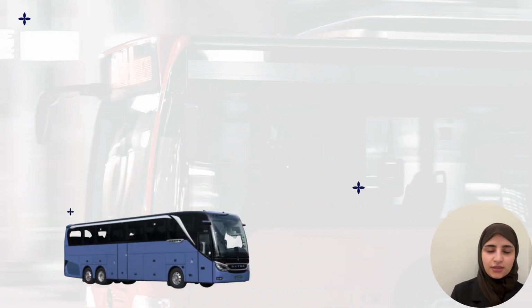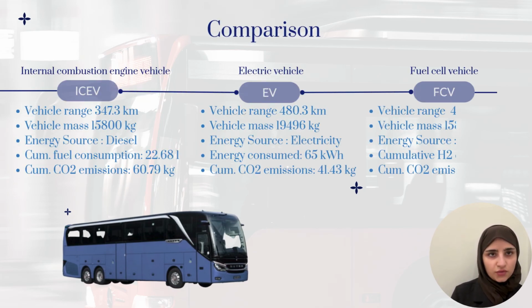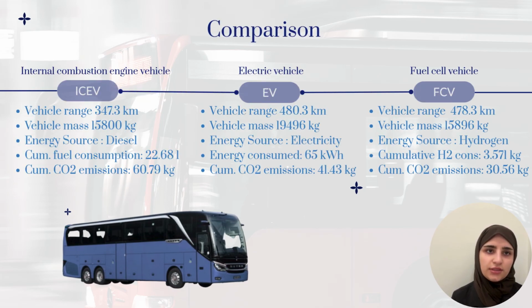In comparison, internal combustion engine, electric vehicles and fuel cell vehicles were evaluated, and EV got the highest range and higher weight, and fuel cell provides similar range with lower emissions and faster refueling. And internal combustion vehicles have the highest CO2 emissions. Therefore, fuel cell vehicle offers the best overall balance.